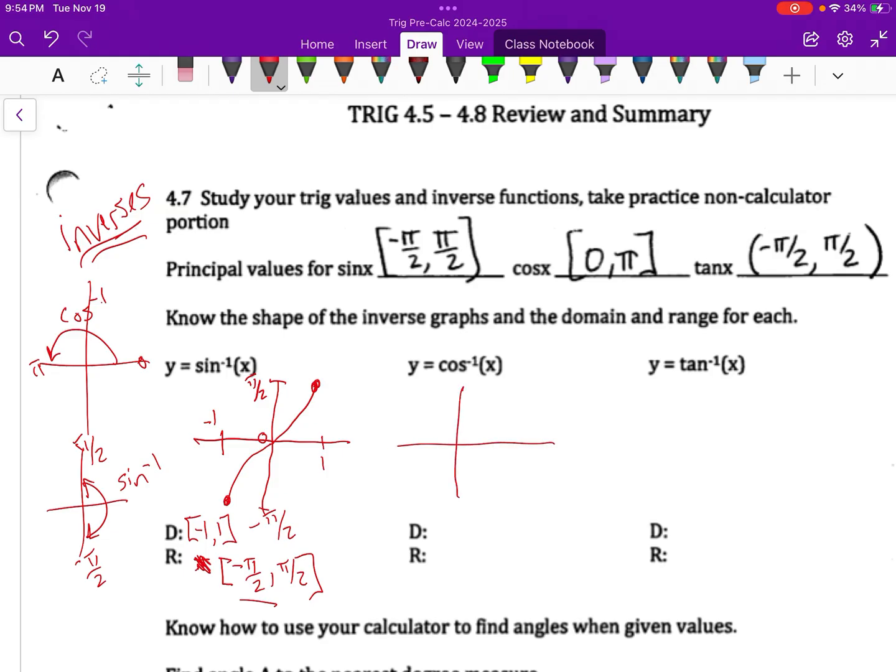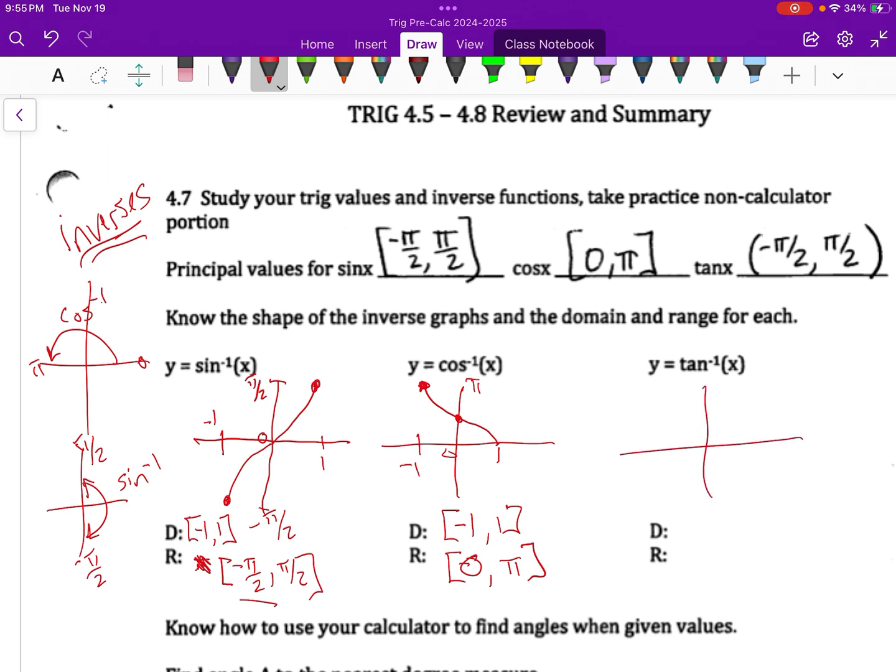Now, cosine, on the other hand, exists from 0 to pi, and it crosses at pi over 2, so it ends up starting at 1, going like this, and that's 1, and that's negative 1, and that's 0 to pi, okay? So the domain, again, is from negative 1 to 1, and the range here is from 0 to pi for cosine.